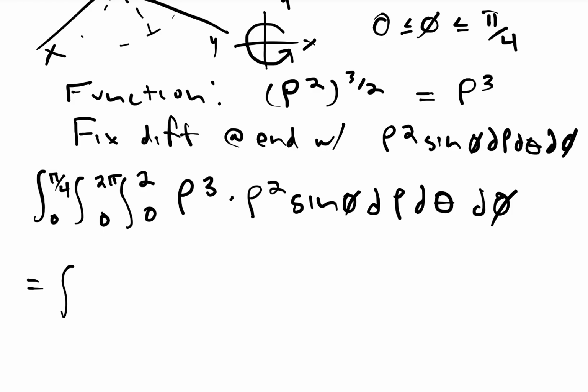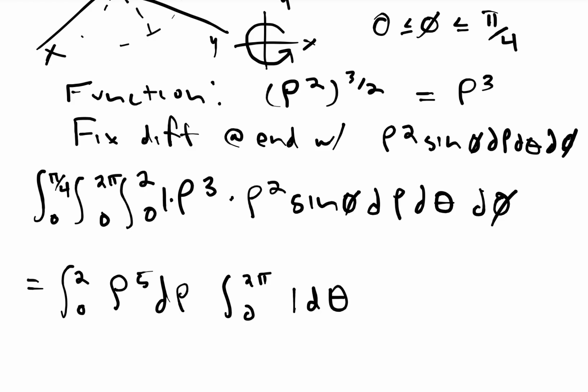I'll look at my rhos first. Okay, my rhos have bounds 0 to 2. If I simplify those, I end up with something to the 5th. My thetas, I don't really have a theta in here, so I'll go ahead and assume that there I'm just integrating a 1. You know, we can throw a 1 in here. It's all the same. And then my phi function that I can tack on the end here, we still have a sine phi. So here's my 0 and pi over 4.